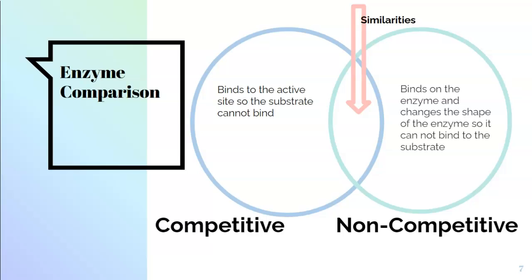Non-competitive, on the other hand, is when something binds onto the enzyme somewhere, but then changes its 3D shape. So now the enzyme is no longer the shape it was, so the substrate cannot fit on it. That's the difference between the two. Come up with a similarity. Competitive, non-competitive, what are they both about? What makes them similar? Think about that for a second and then write it in your notes.